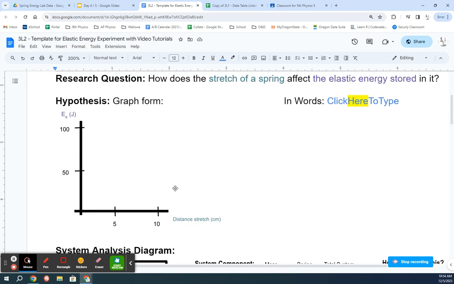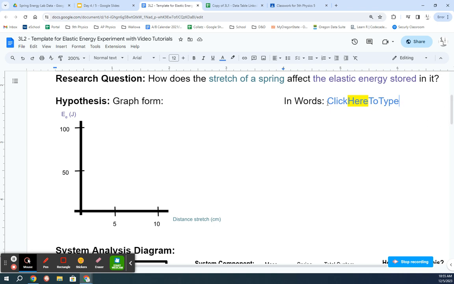All right. The next part is important in terms of making sure that you guys are at least consistent with your responses here, right? We want these two things to match up. So in words, we want to answer this question: how does the stretch of a spring affect the elastic energy stored in it? Now, for me, I always start with the words because I think it's easier, and I always start the words the same way, right? So increasing the stretch of the spring, what's that going to do to the elastic energy?